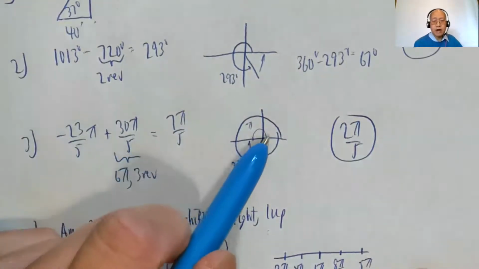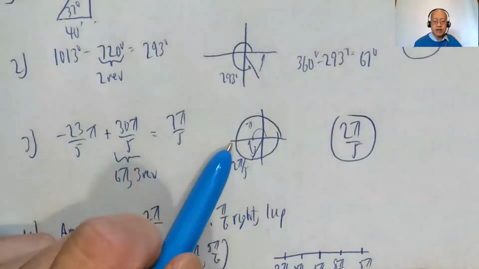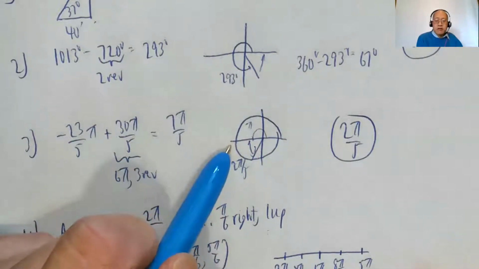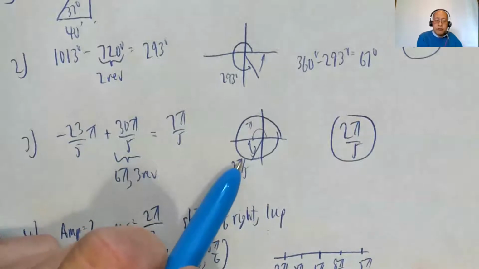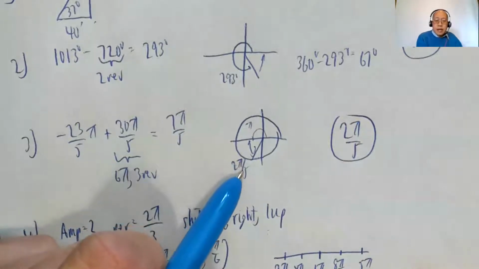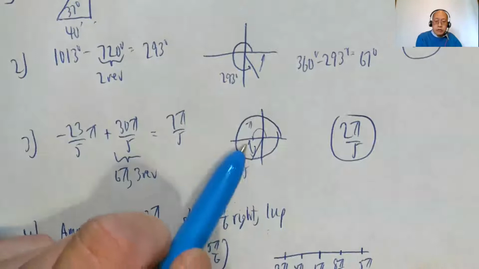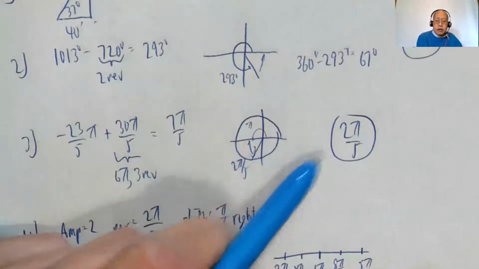So where's 7 pi over 5? Well, I know that this is pi, which is 5 pi over 5. So from 5 pi over 5, I go another 2 pi over 5. That lands me at 7 pi over 5. So the reference angle here is 2 pi over 5.